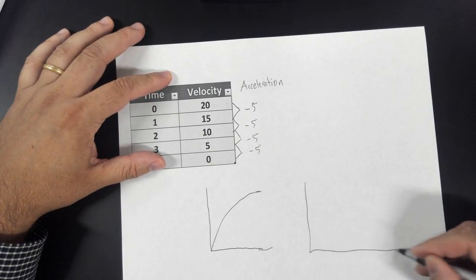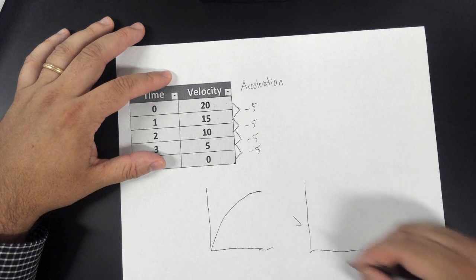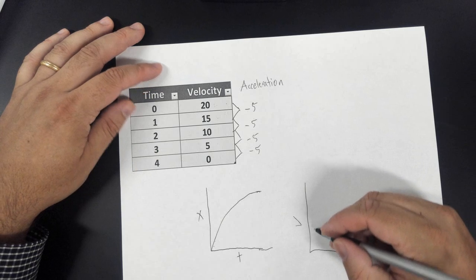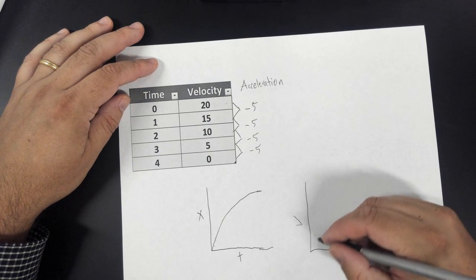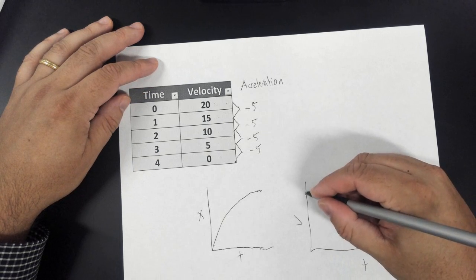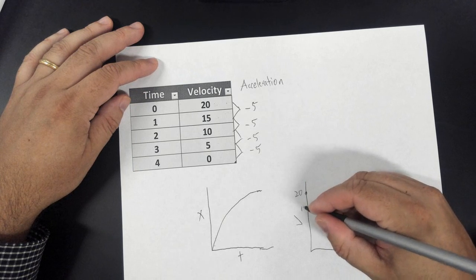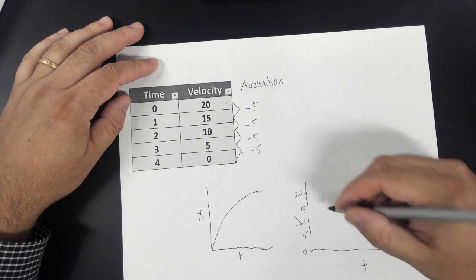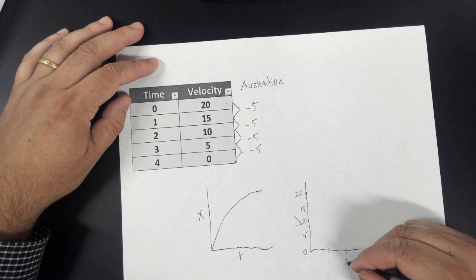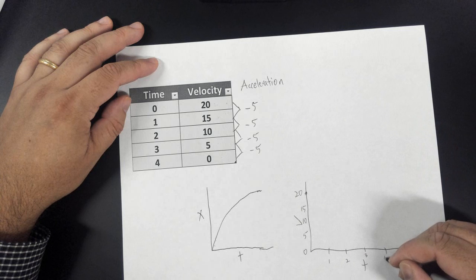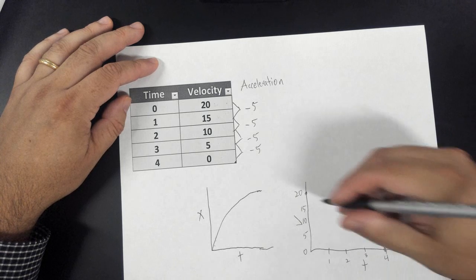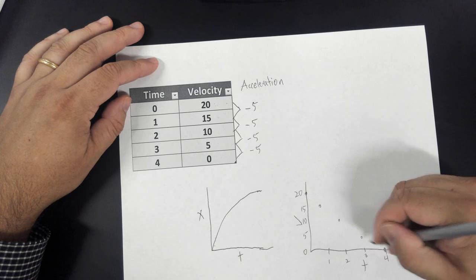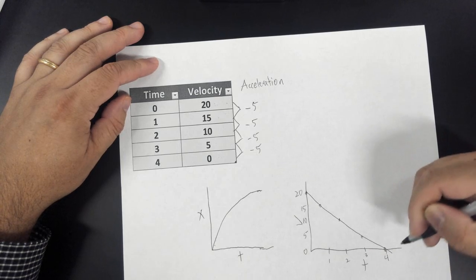We're going to have to make a velocity graph. So this is V over T. This was an X over T, position time graph. You would have to start up here at 20, 15, 10, 5, and 0. And then as time goes on, I'll just put numbers on the time axis. It's going to go down to 15, 10, 5, 0. You connect that with a straight line.